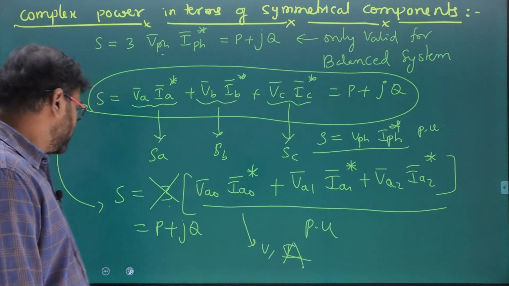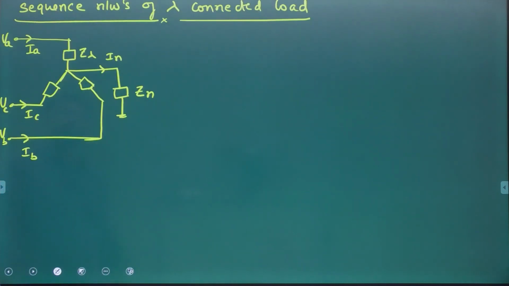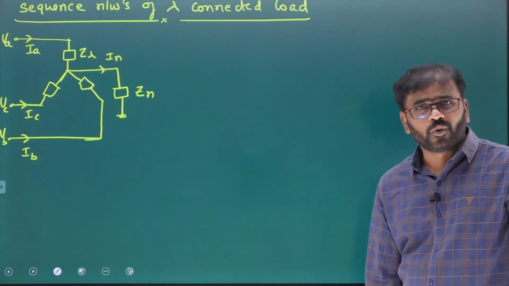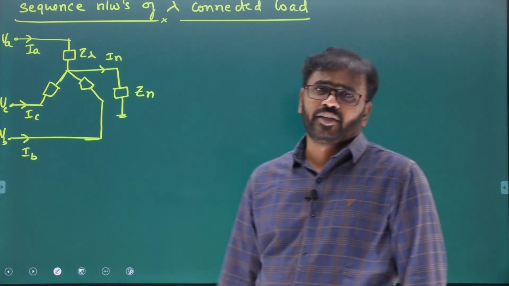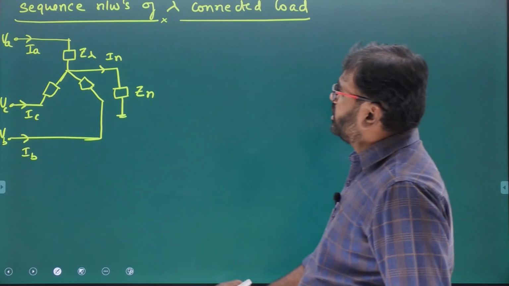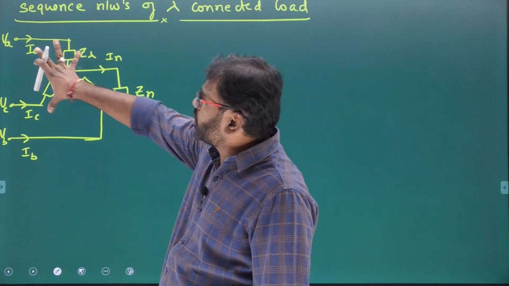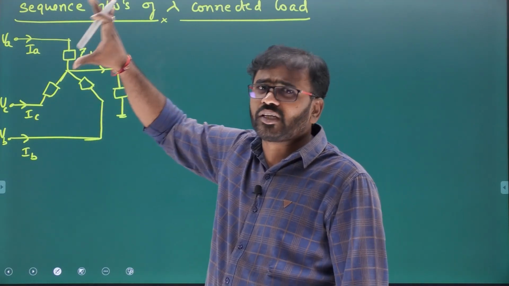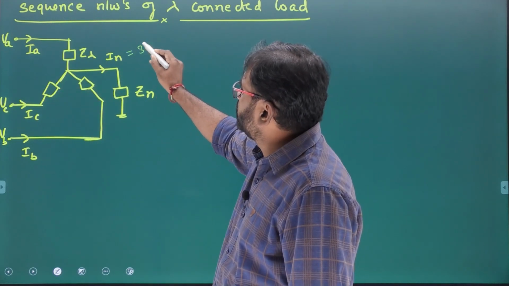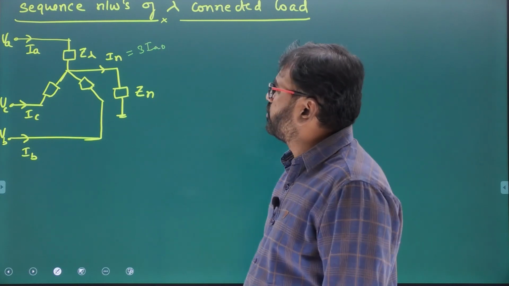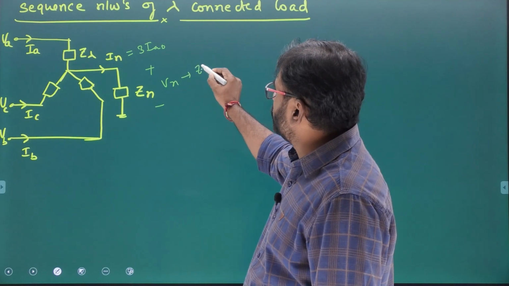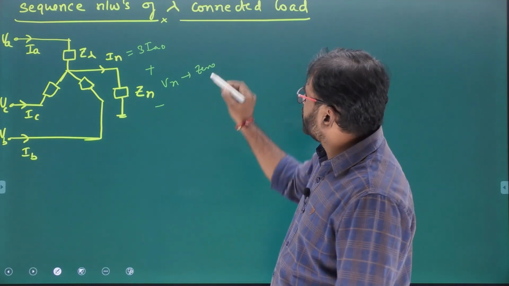Now the next important thing is the sequence networks. First we need to see the sequence networks of a star connected load, then the sequence networks of a delta connected load. So what are the sequence networks of a star connected load? Directly I am writing. We have to find the equivalent positive sequence, equivalent negative sequence, and equivalent zero sequence. But the neutral current is only zero sequence. The neutral potential also represents the zero sequence voltage. Correct or not? So the zero sequence voltage is not zero.